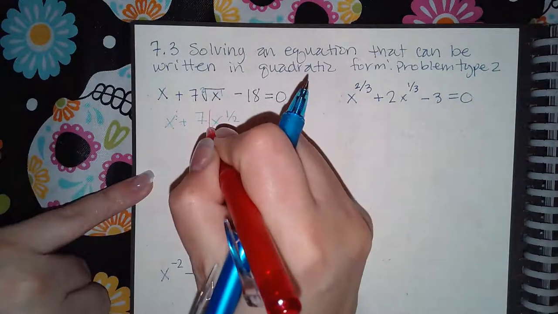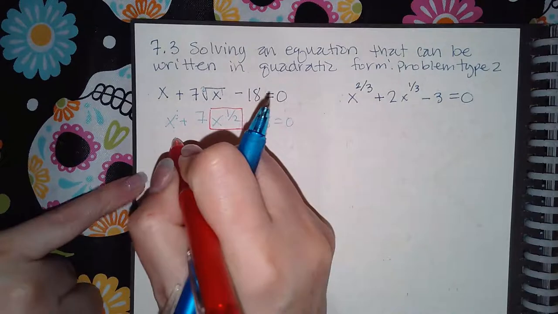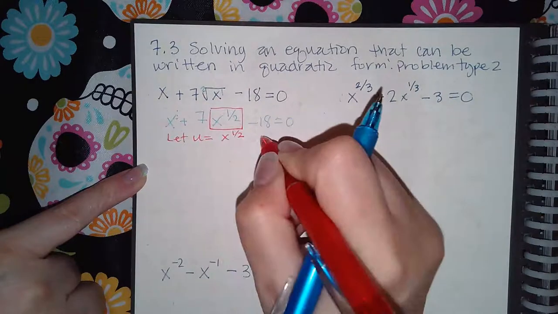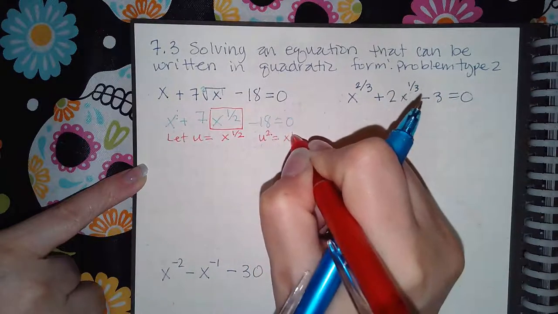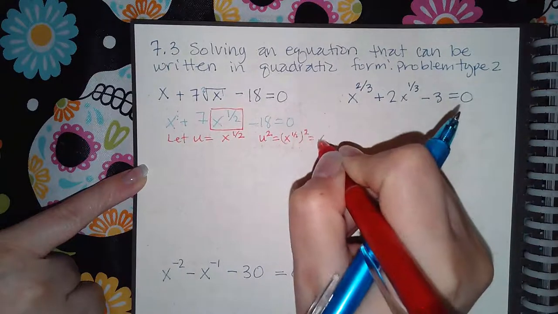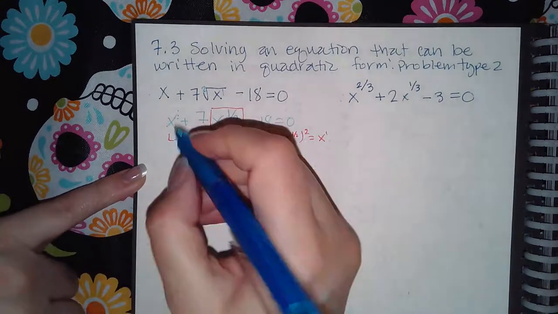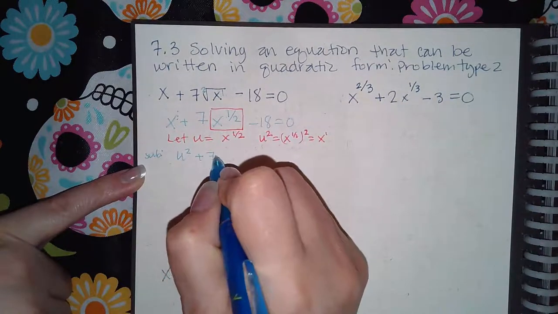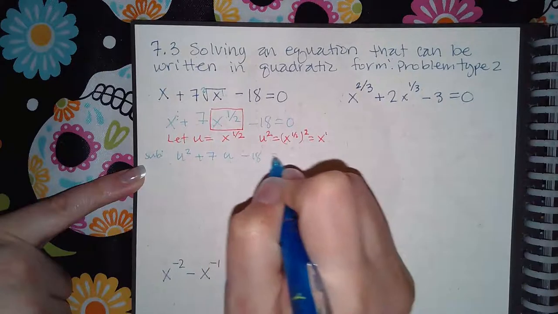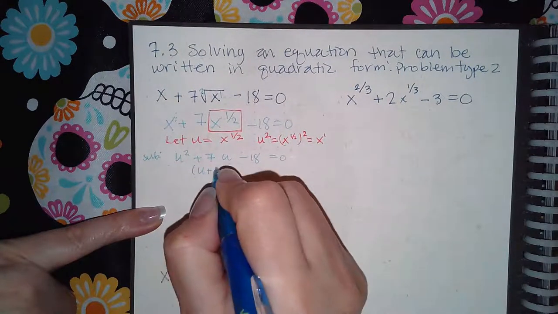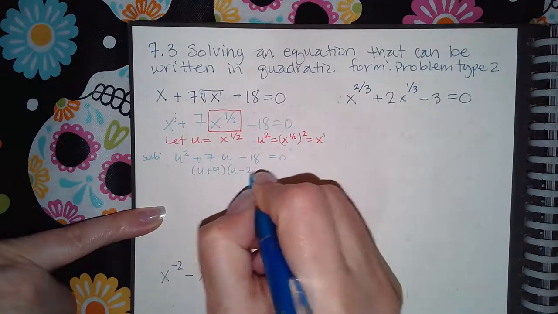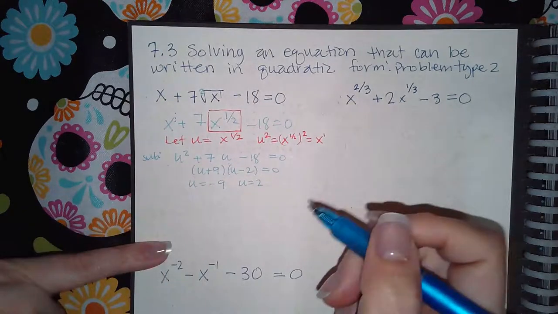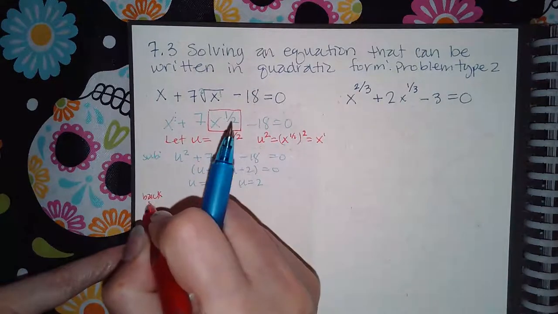So then not the coefficient, but just the variable expression is going to be our u. So let u equal x to the 1 half. And if I square both sides, I get u squared equals x to the 1 half squared. Multiply that, I get x to the 1. So now we're going to substitute. This x to the 1 will be u squared. This x to the 1 half will be u minus 18. I can factor this pretty easily, u plus 9 and u minus 2. If I set each of those equal to 0, I get u equal to negative 9 and u equal to positive 2. But then I have to remember to back sub.